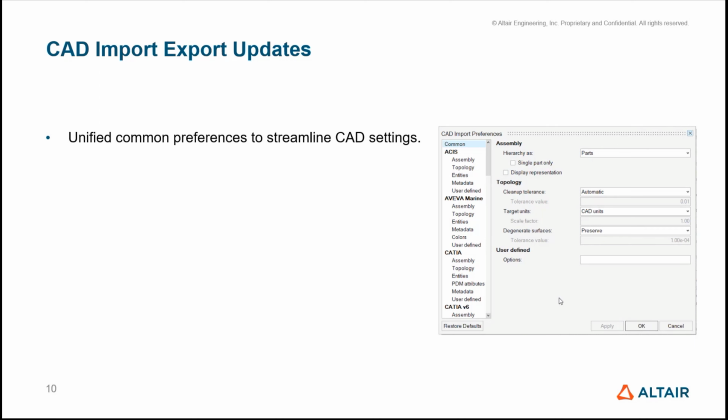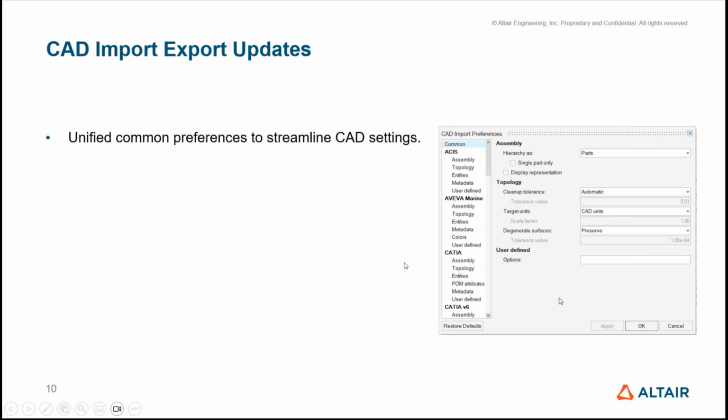One of them is a unified common preference to streamline CAD settings. If customers are dealing with multiple CAD formats, there was always a complaint that we have to go and set most of the settings individually. Taking this feedback in, we have now provided a common preference wherein you can set all the common options in this one place, which will then be populated to all of the individual CADs. If you want to have a CAD preference for one particular CAD different from the other CAD, then you can of course go and set them individually. But if you want a common setting across, then you don't have to go and find your CAD and set it. You can do it in the common section.